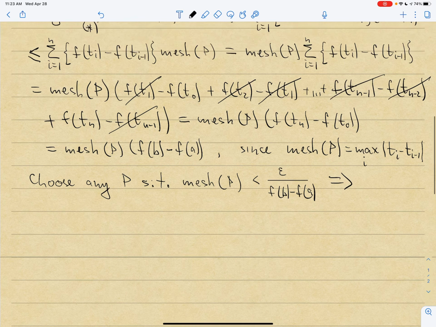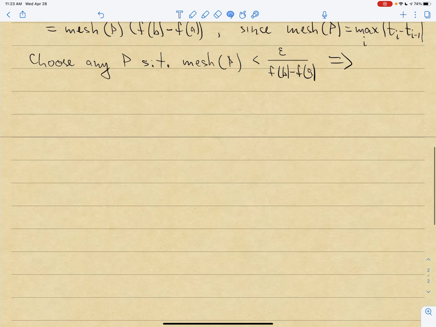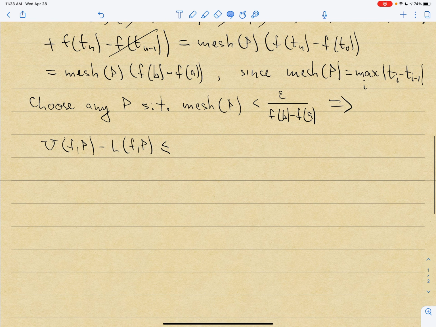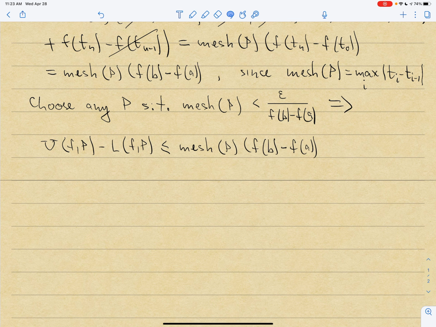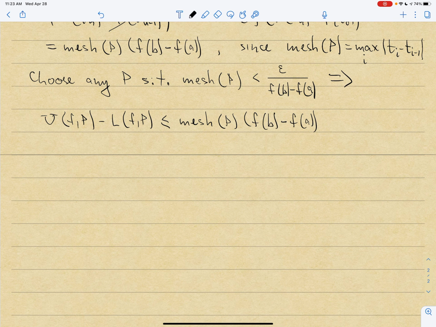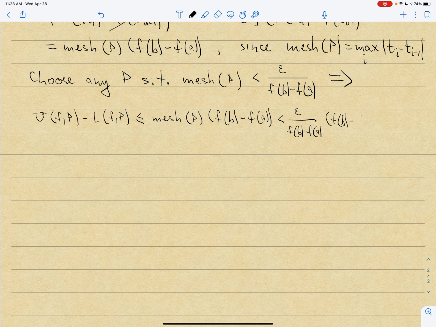What have I got then? I got that U(f,P) minus L(f,P), which I already determined is less or equal than mesh of P times f of b minus f of a, is going to be now less than epsilon over f of b minus f of a times f of b minus f of a, and f of b minus f of a is going to cancel, and so I just got epsilon.